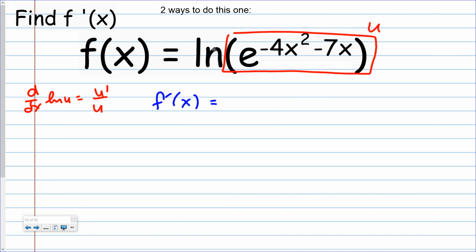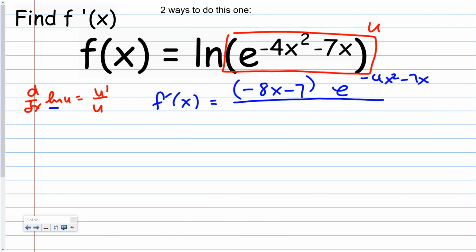going to drop out, right? When you take the derivative of ln, the ln drops out. There's no ln in sight on the derivative side. So what's the derivative of this u? Negative 8x minus 7 times what? E to the negative 4x squared minus 7x. You guys good with that? But don't forget to divide by u.